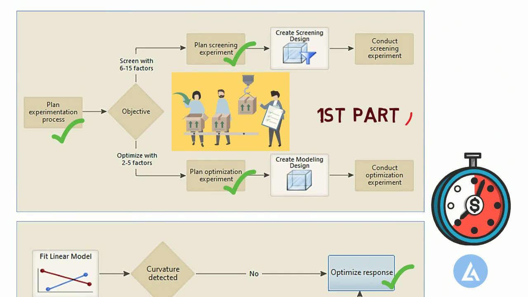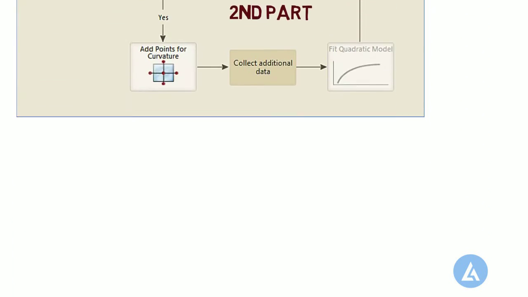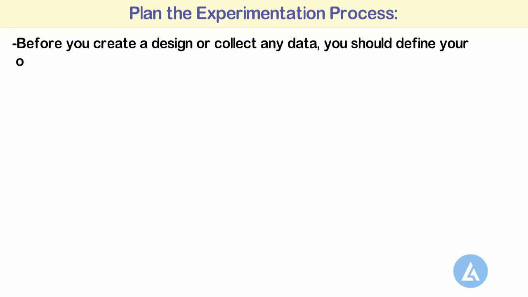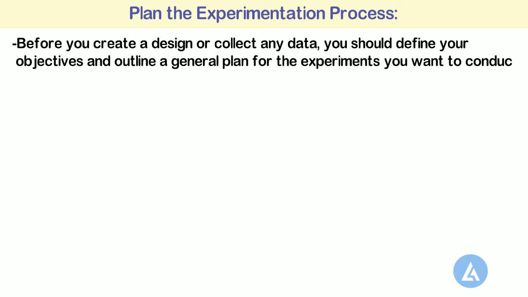In this video, we are going to learn the first part of this procedure with the help of a practical example for easy understanding and better clarity. So let's begin. Plan the experimentation process. As seen in the last video, before you create a design or collect any data, you should define your objectives and outline a general plan for the experiments you want to conduct.